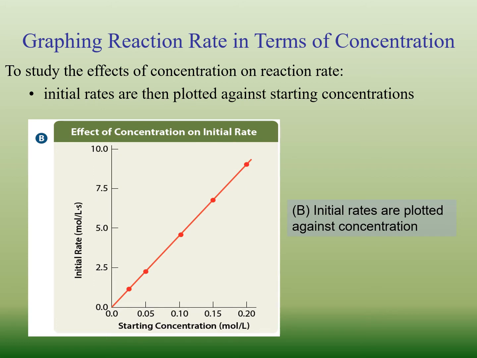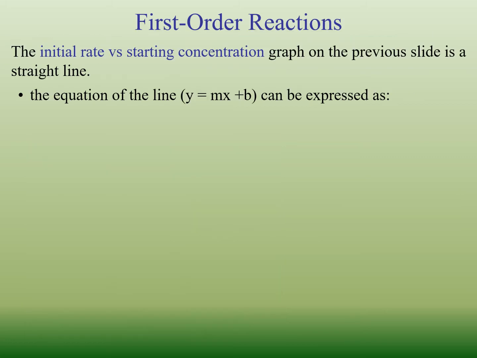Initial rate is plotted on the y-axis, starting concentration on the x-axis, and the resulting graph makes a straight line. This is called a first-order reaction. So if initial rate is plotted on the y-axis and starting concentration on the x-axis, and the result is a straight line, we have a first-order reaction.